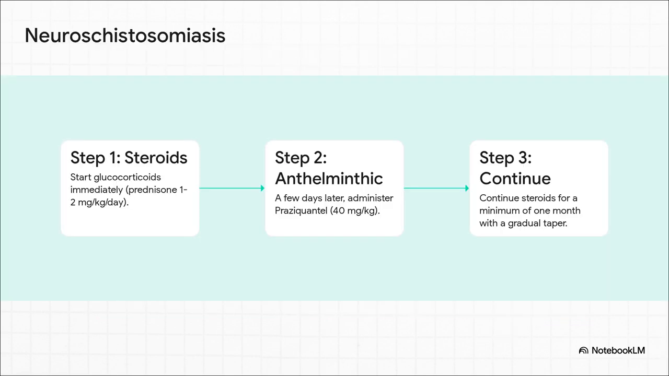So the management plan here is non-negotiable. It's a clear three-step process. Step 1, you start high-dose steroids to get that inflammation under control. Step 2, and this is important, a few days later, once the steroids are on board, you can safely give the praziquantel. And step 3, you keep them on steroids for at least a month with a slow taper, because those eggs can cause trouble for a long, long time.